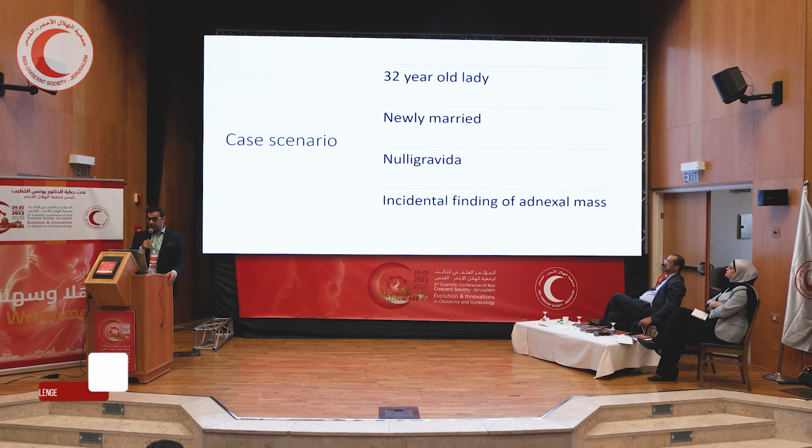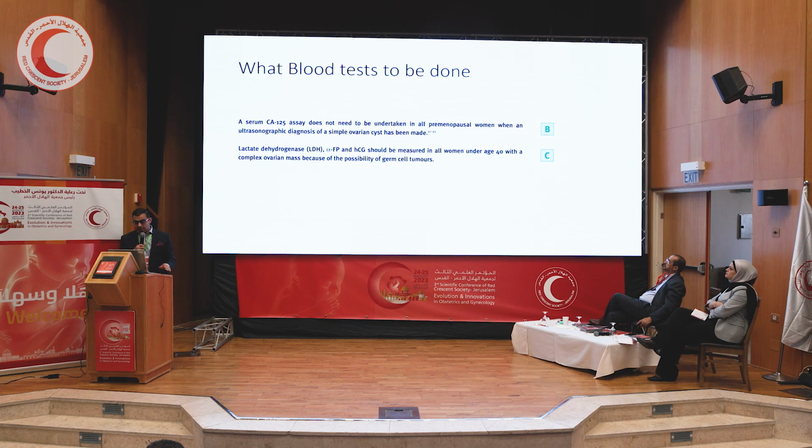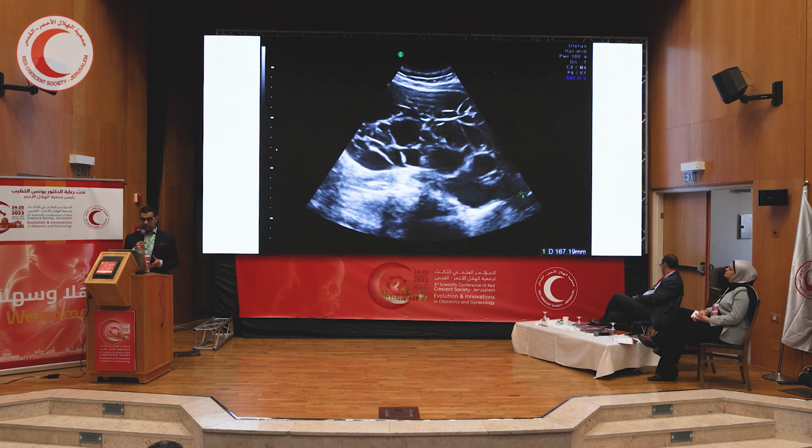If I start with a clinical scenario, a 32-year-old lady comes to your clinic, newly married, nulligravida, with an incidental finding of an adnexal mass. What sort of blood tests will you do for this patient? The RCOG guidelines suggest that if it's simple, you don't really need to do CA125, but if it's complex, you do CA125. In addition, you have to rule out germ cell tumors with LDH, alpha-fetoprotein, and HCG as part of the follow-up. So you do the ultrasound scan, and that is the ultrasound scan finding.